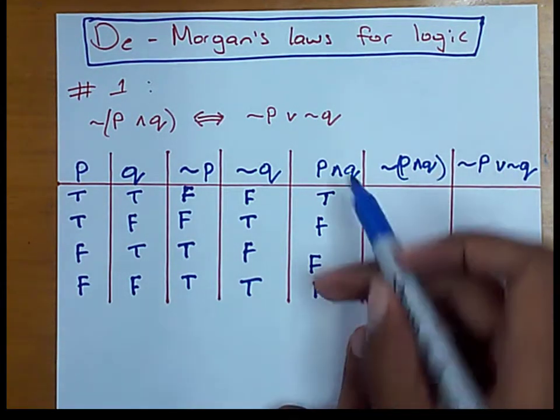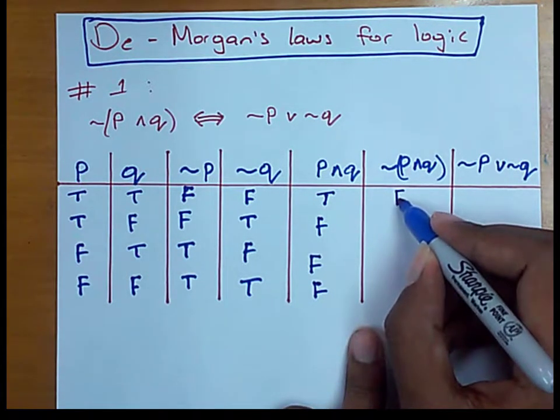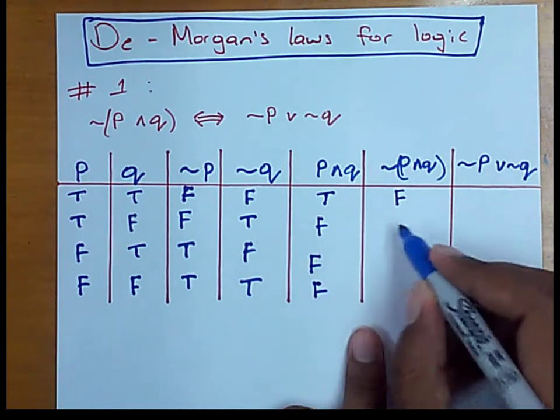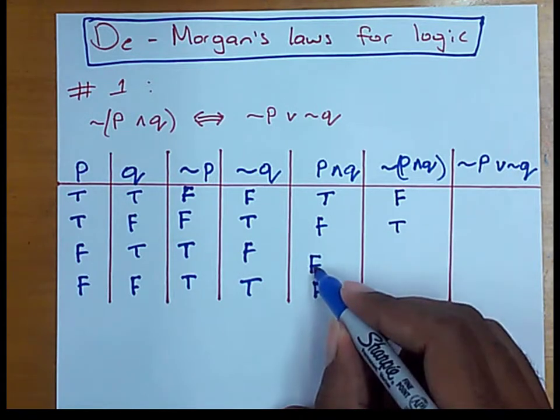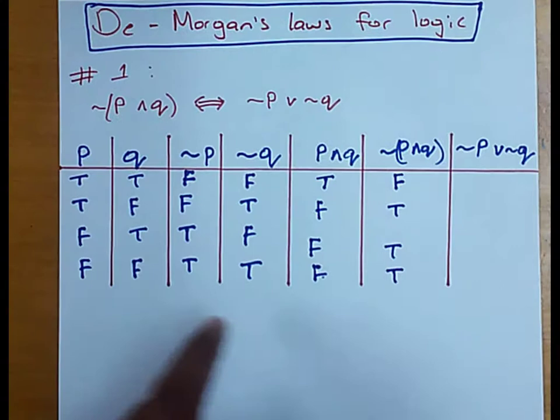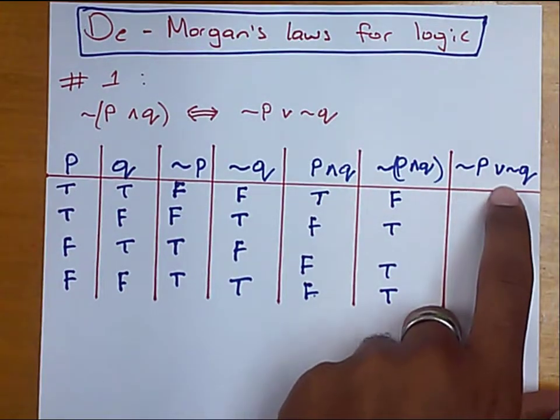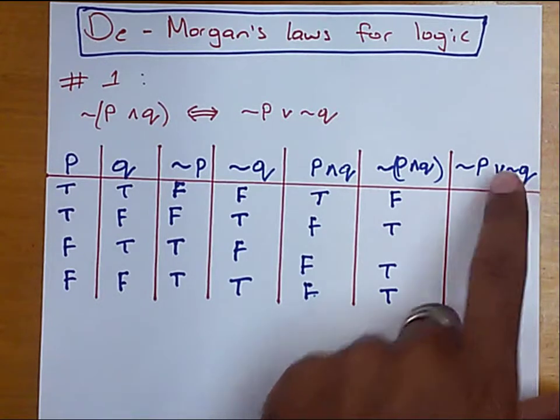So for the negation of P and Q, we have T. This becomes F. Negation of F, that becomes T. The negation of F, that becomes T. The negation of F, that becomes T. And what we want now is the negation of P or not Q.